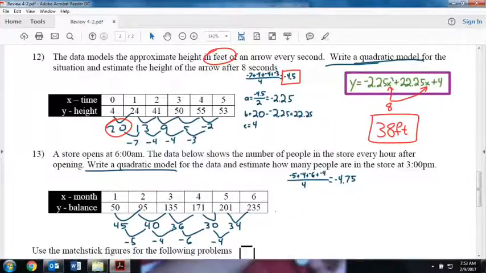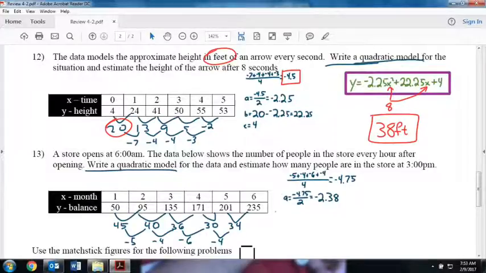So, the other thing we need, so first things first, we got our A value right there. So A equals negative 4.75 divided by 2. And we get 2.375, so I'll round negative 2.38. Negative 2.38. Cool.